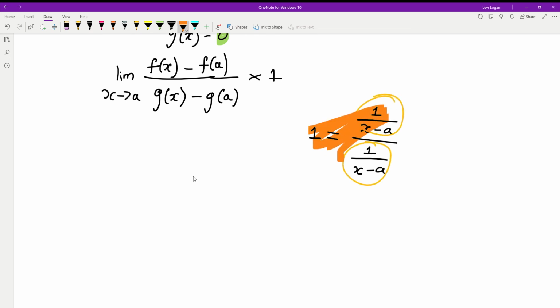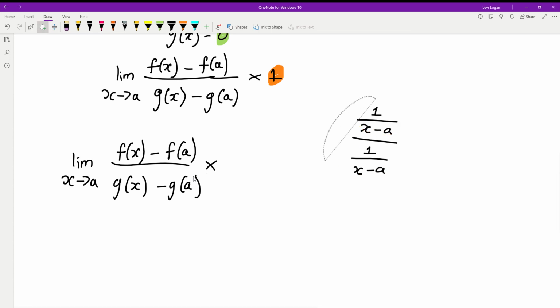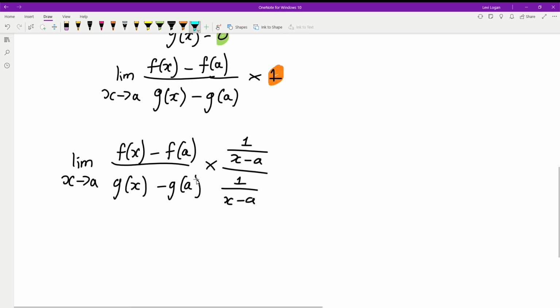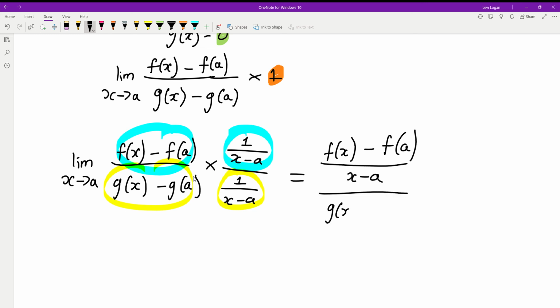We're going to replace this into here. So effectively we have the limit as x goes to a of f of x minus f of a over g of x minus g of a times, and I'm just going to copy this thing here. I'm going to be a bit lazy. Okay? Now, top times top and bottom times bottom. So this will turn into f of x minus f of a over x minus a over g of x minus g of a over x minus a.